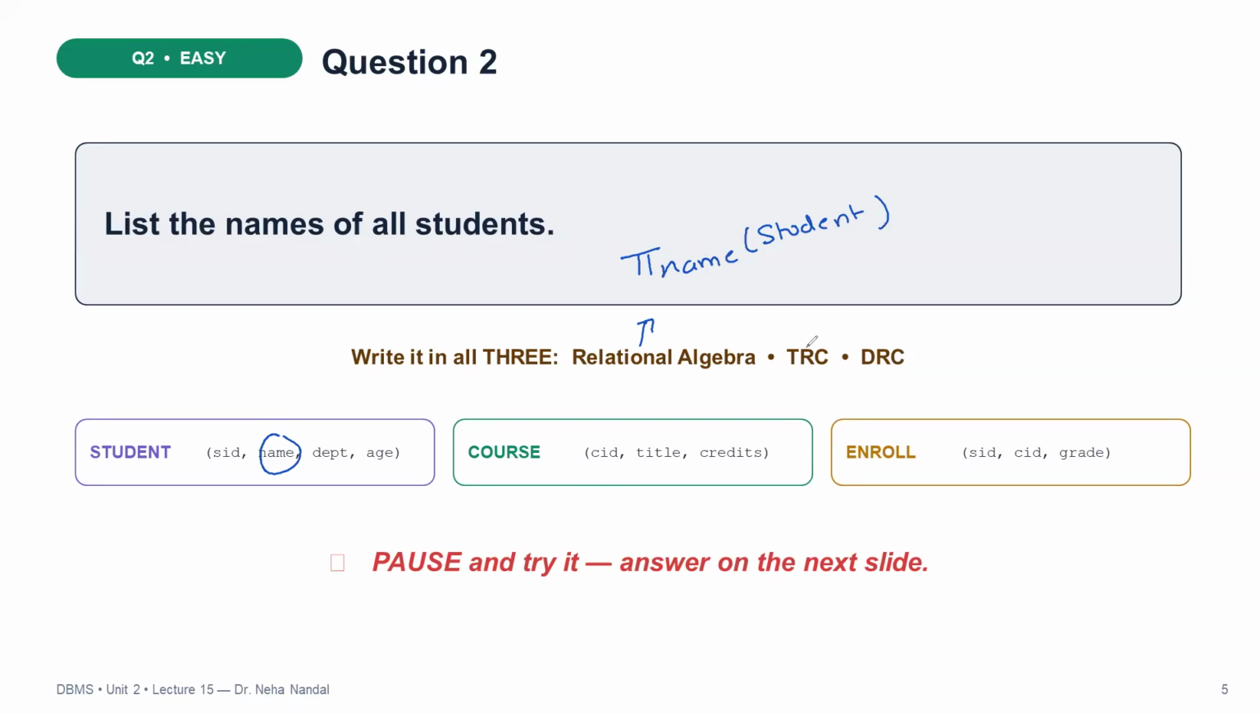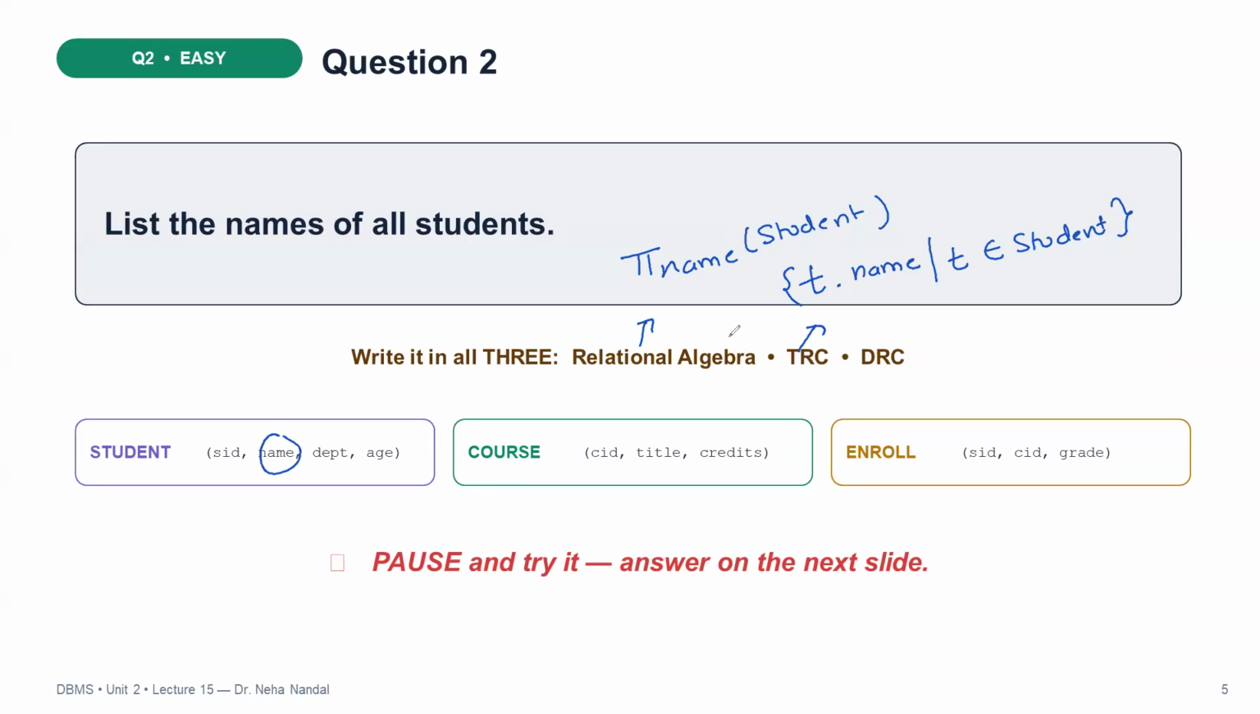This is your answer. Let's try TRC. This time, let me write all three together. So with TRC, first we have to choose T. T is a tuple. And in this T row, we want to just display name. So T dot name, first thing. Then after that, this T belongs to which table? That is your answer. Done.